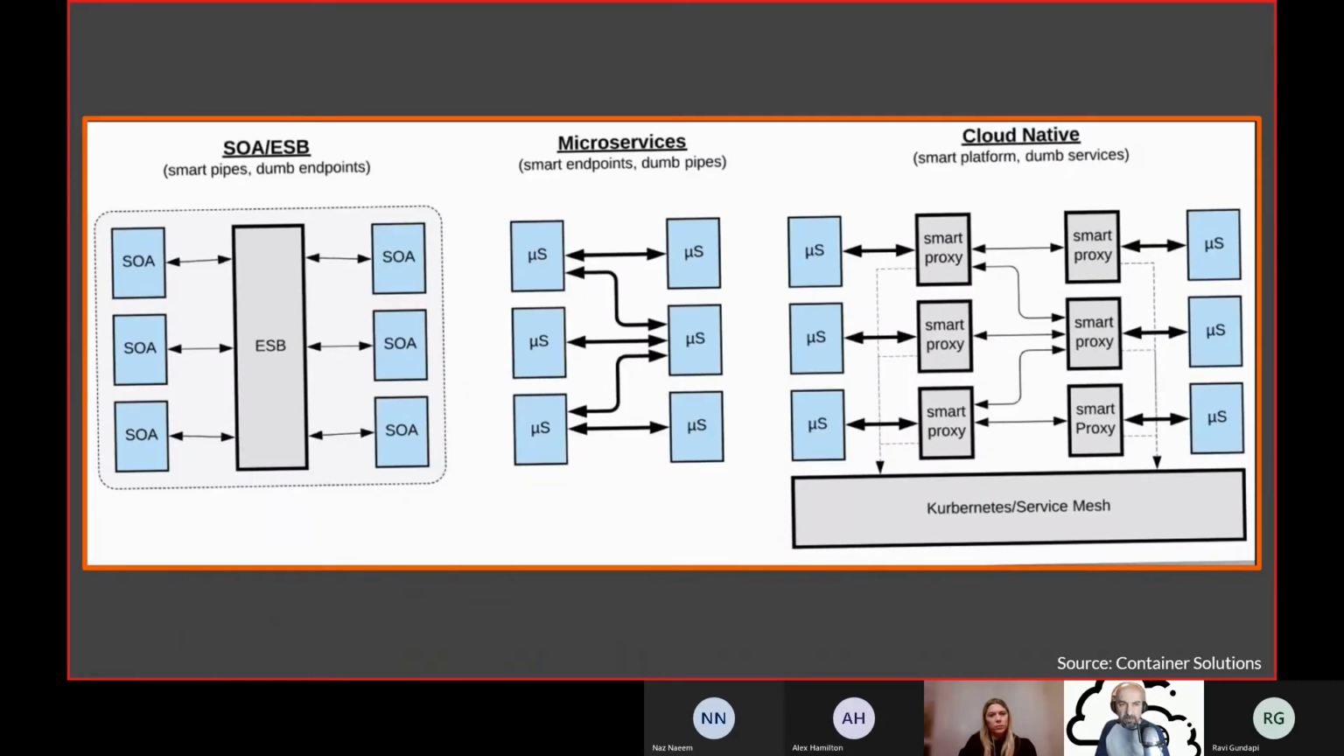And pictorially, it looks a little bit like this. You've moved away from a service-oriented architecture or enterprise service buses, and how applications used to be developed, into more microservices-based environments where the endpoints are the smart things, and the pipes between don't have a lot to invest. And then into smarter platforms, entire platforms that are able to think for themselves and communicate for themselves without requirements from an external entity to tell them what to do. And that's really what cloud native offers.